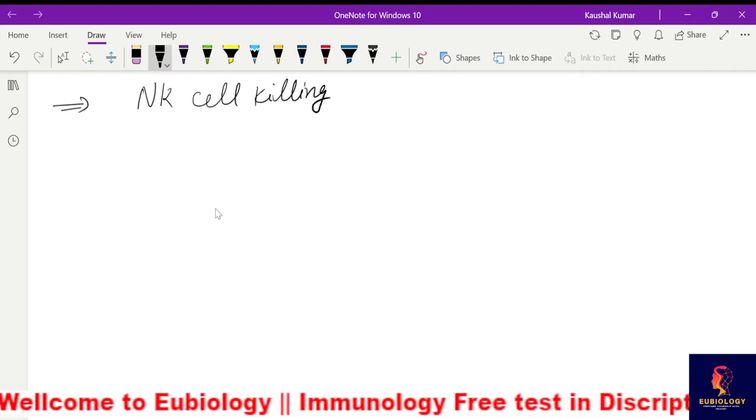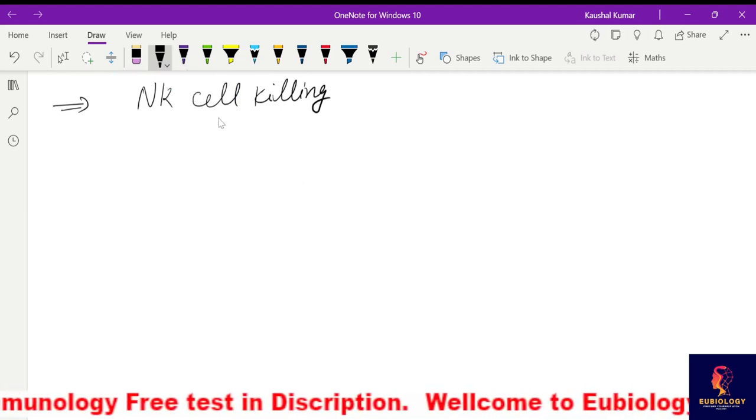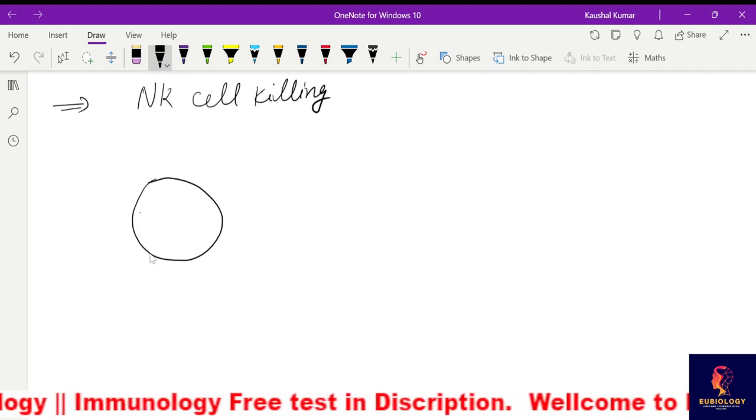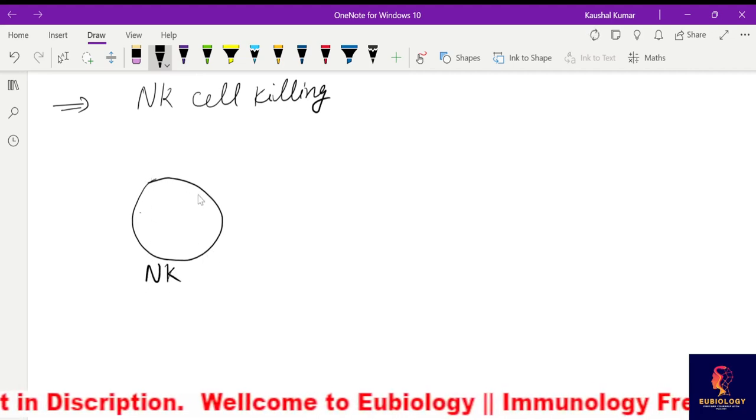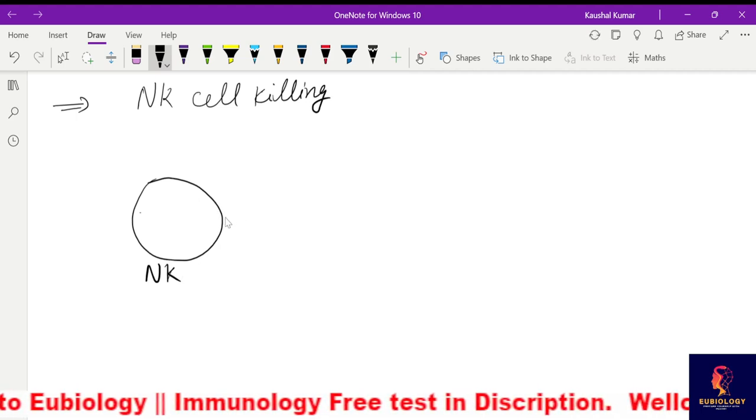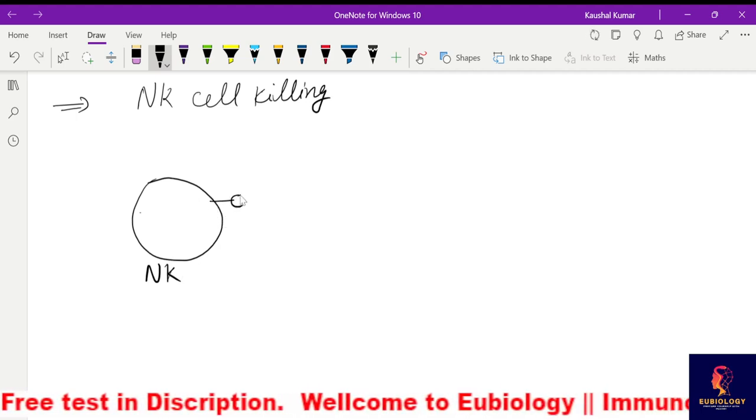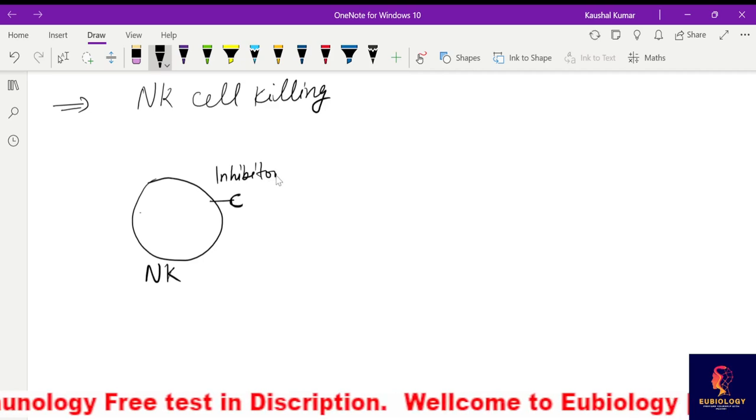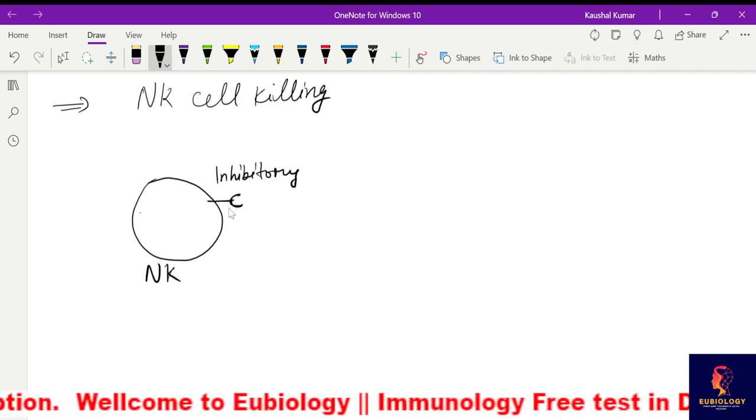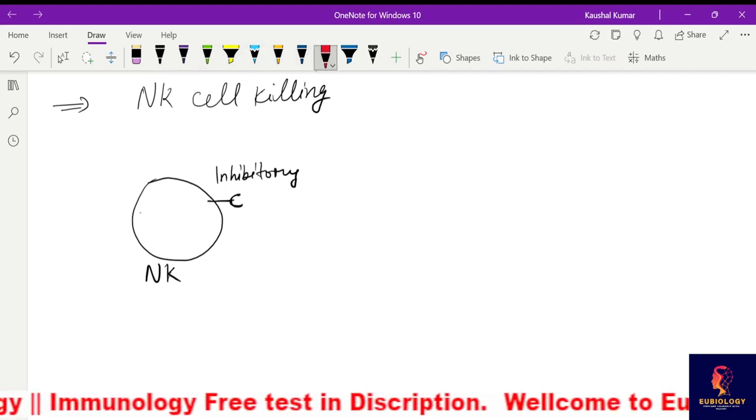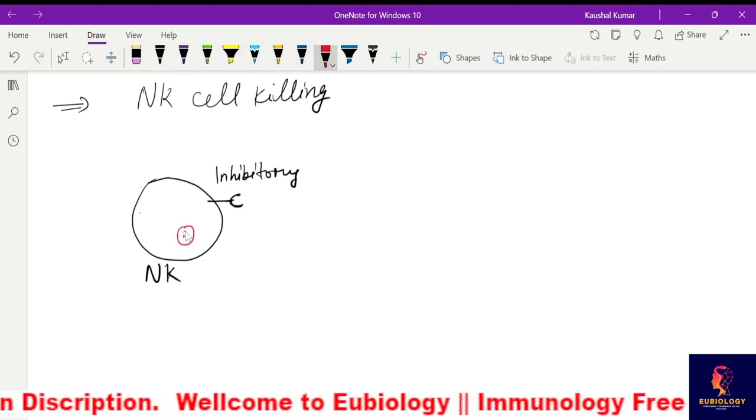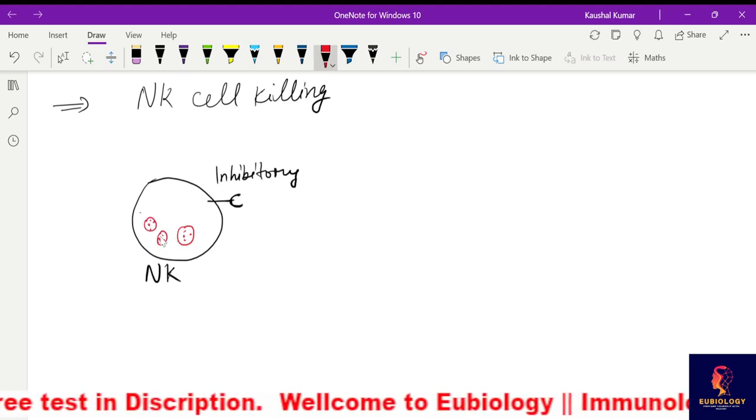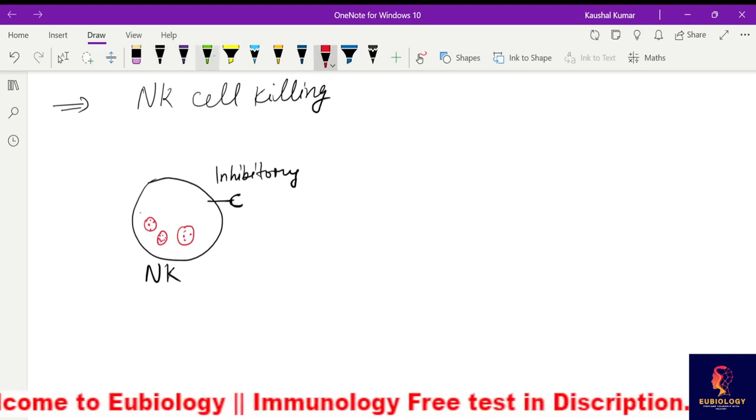The natural killer cells can be activated or inactivated. Suppose this is a natural killer cell, and this natural killer cell has an inhibitory receptor. If this inhibitory receptor is there, then the enzymes it has, the granzyme and the perforin, will not be released. They will stay here only.